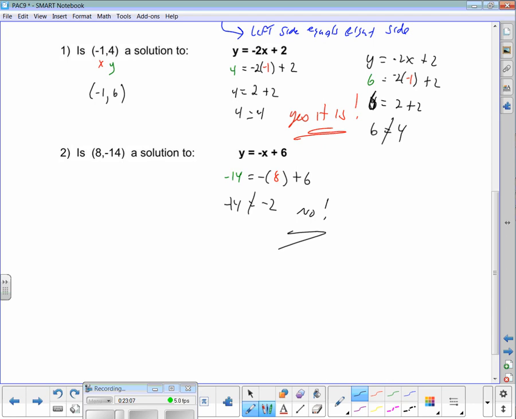So for number 1, yes it is, and let's go back to number 1 in red and say it's a point on the line. Number 2 is not a solution, therefore it's not a point on the line. It's not a solution, and only solutions are points on the lines, so therefore it's not a point on the line. Jack.